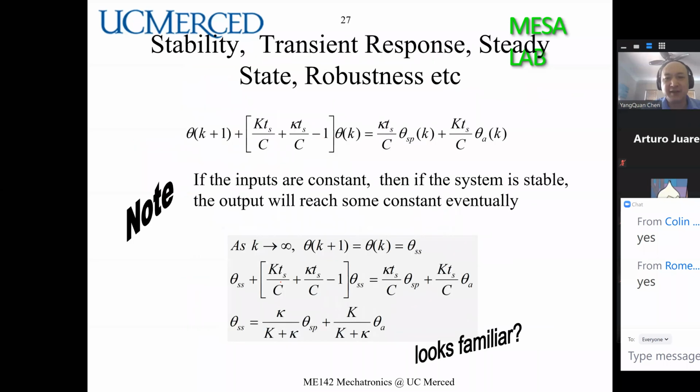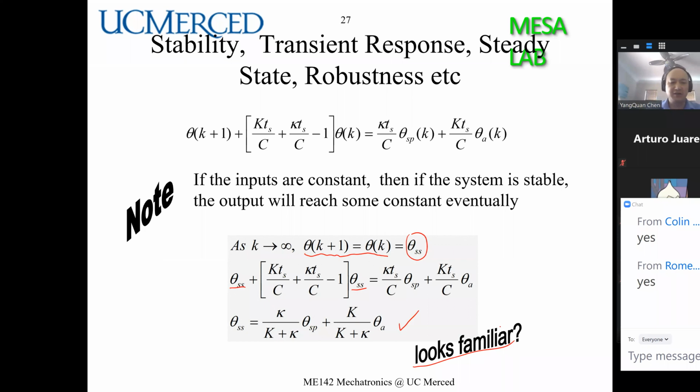We can use the same argument in this way. We make a copy of this again and do the same argument. What do we mean by steady state? In a steady state, adding one more step doesn't mean anything, so it is still a constant, θ_ss. I put θ_ss in here and solve for θ_ss. We can see this formula like we have seen before. So we do have steady state error. It's not perfect tracking. Looks familiar from continuous time?